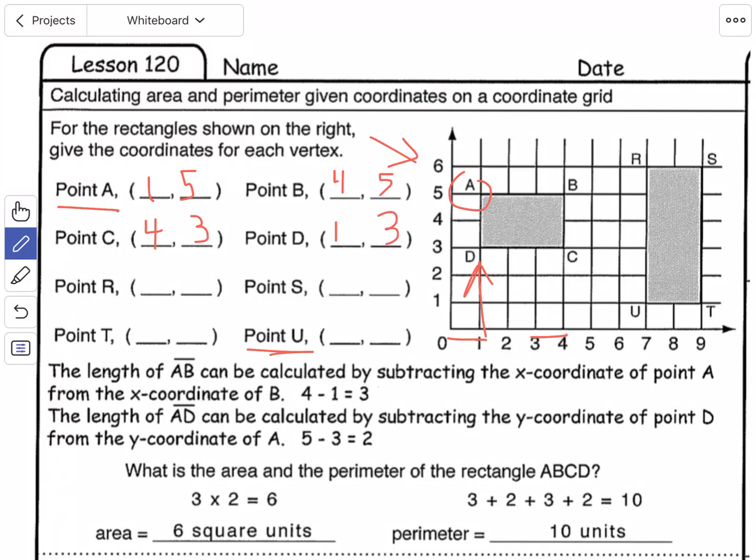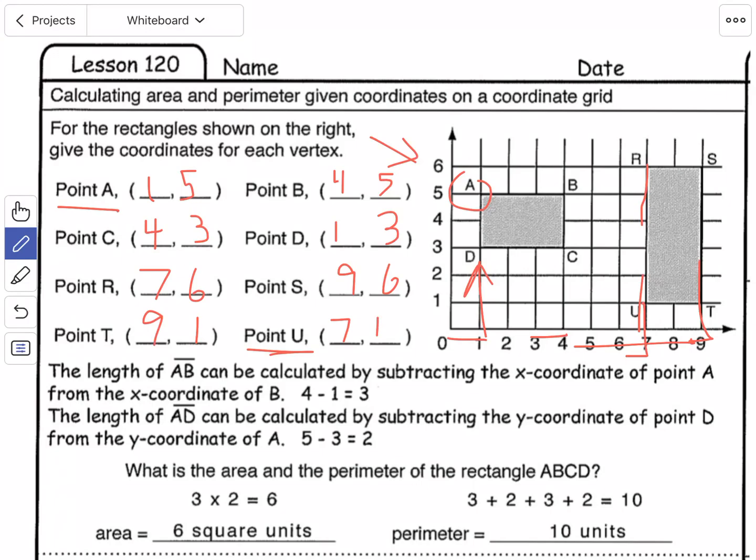Point R over to 7 up here to 6. 7, 6. Point S is over to 9 up to 6. 9, 6. Point T over to 9 up to 1. 9, 1. And point U over to 7 up to 1.